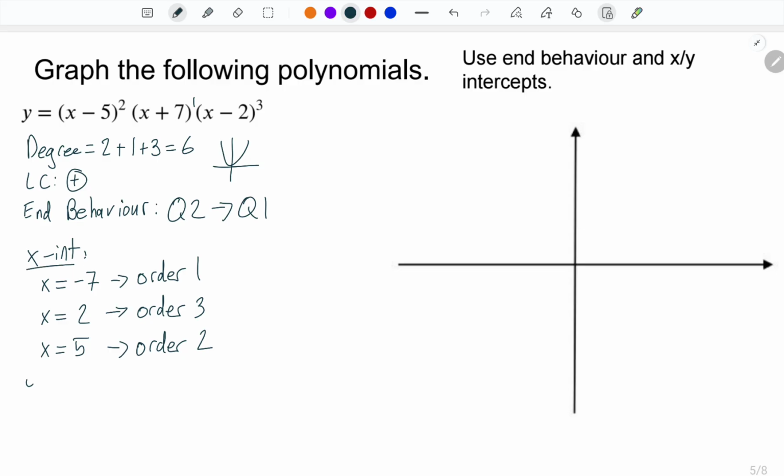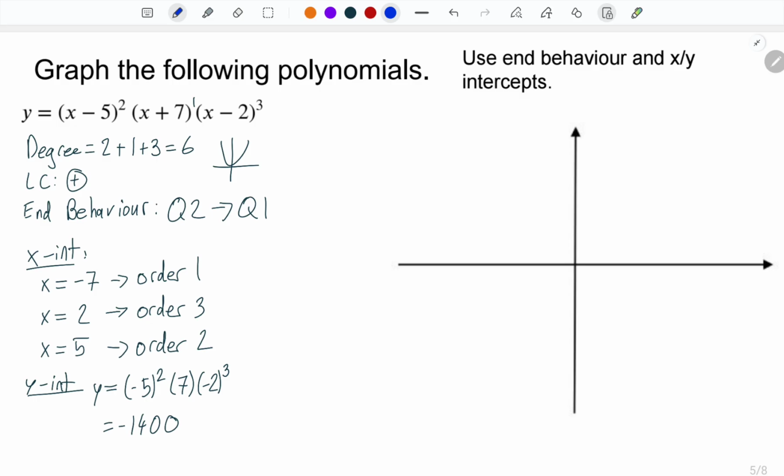And lastly, let's do the y-intercept. So again, just substitute in 0. That just means basically those x's will drop away and you get -5 squared times 7 times -2 cubed. And just plug that into your calculator. So -5 squared, just be careful about using brackets to not accidentally mess up how your calculator is interpreting the negative sign with those exponents. Okay, and hopefully you get something like -1400.